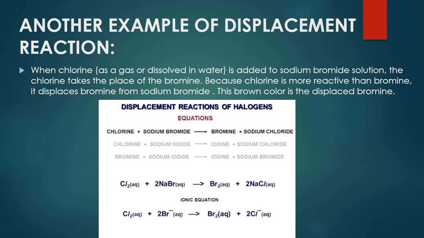Displacement reaction of halogen: chlorine plus sodium bromide, this is how you will write the word equation. So bromine will produce, and as a result sodium chloride will form. Chlorine plus sodium iodide: chlorine is more reactive than iodine as well, so it will form sodium chloride. If you compare bromine and iodine, bromine is smaller than iodine, that's why bromine is more reactive than iodine. So in sodium iodide, bromine will replace the iodine and it will form sodium bromide.